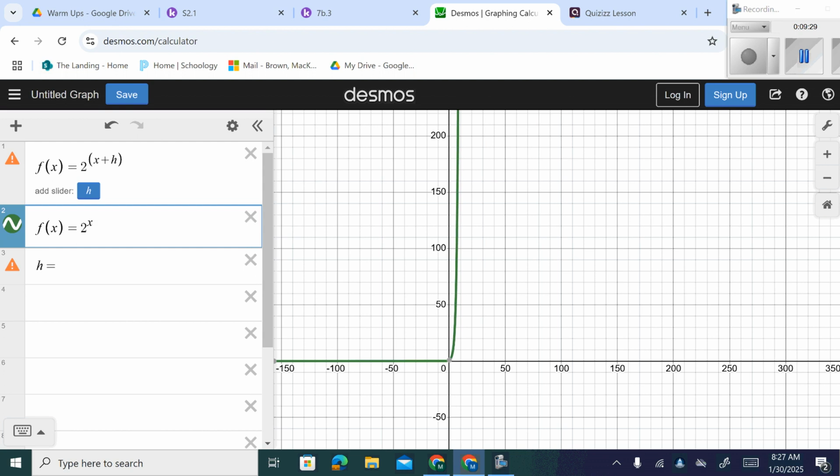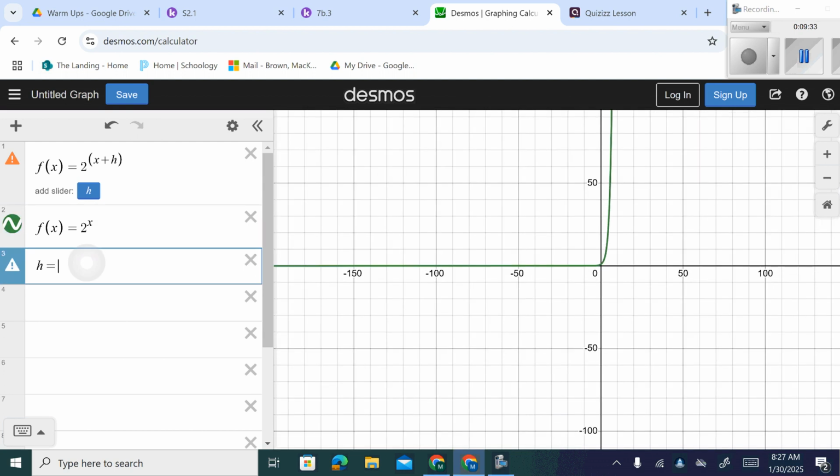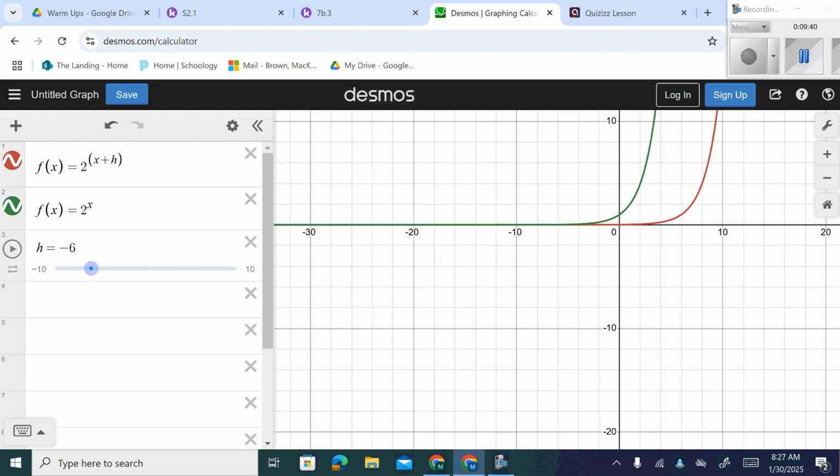All right, so here's my original one. If I want to move it, what do we say? Left 6. Y'all said minus 6. Okay, let's see what that looks like. Ooh, did I move left? Which way did that move?